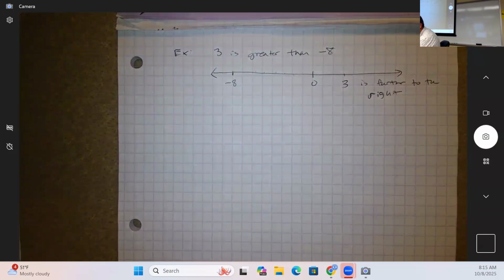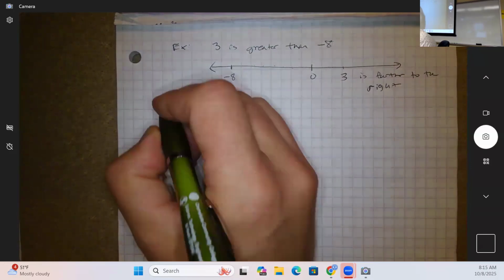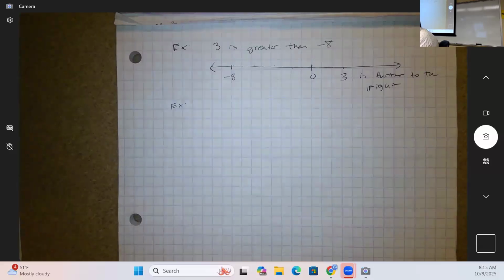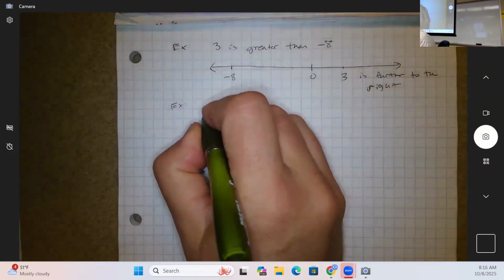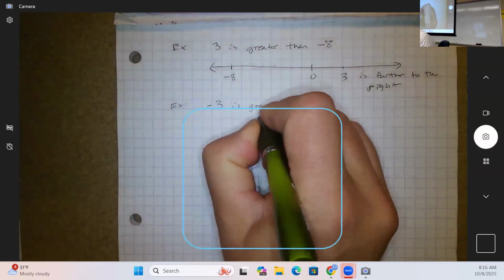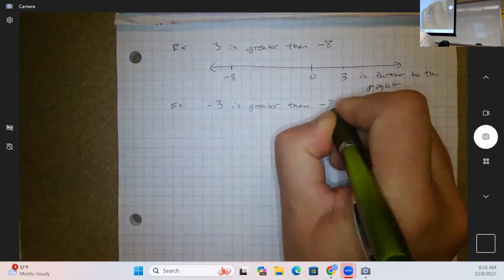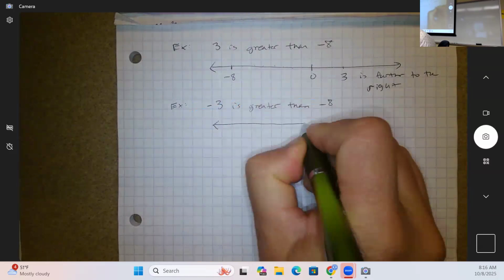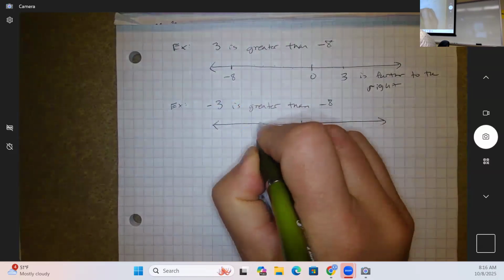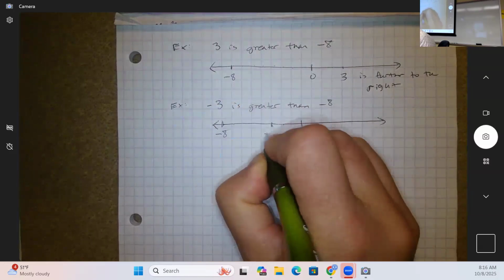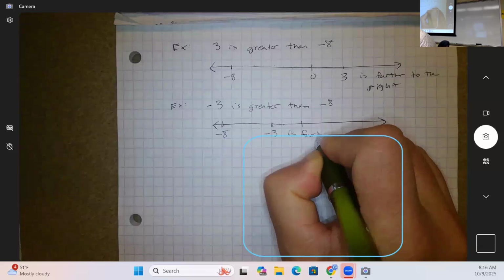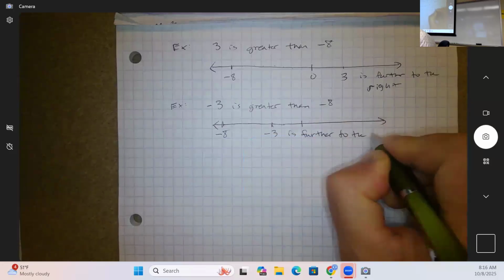Let's see, another example. Which is bigger, -8 or -3? -3. Even though they're both negative and 8 is a larger number, nevertheless, -3 is greater than -8 because 1, 2, 3, 4, 5, 6, 7, 8, 2, 3, -3 is farther to the right.